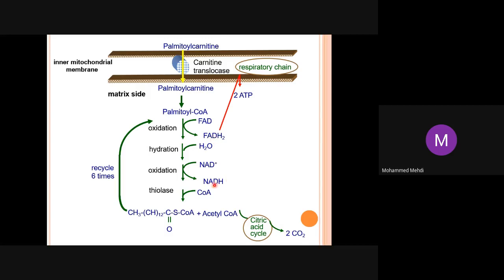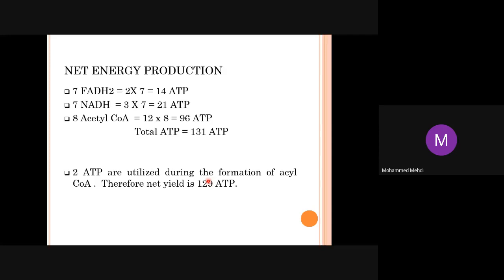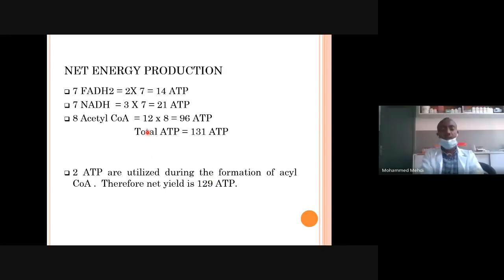Acetyl CoA joins the citric acid cycle and produces or transfers its electrons to coenzymes. FADH2 and NADH will join the electron transport chain. As a result, we will have ATP formation. FADH2 will give us 2 ATP through this respiratory chain. NADH will give us 3 ATP in the electron transport chain. One acetyl CoA will give us 12 ATP.